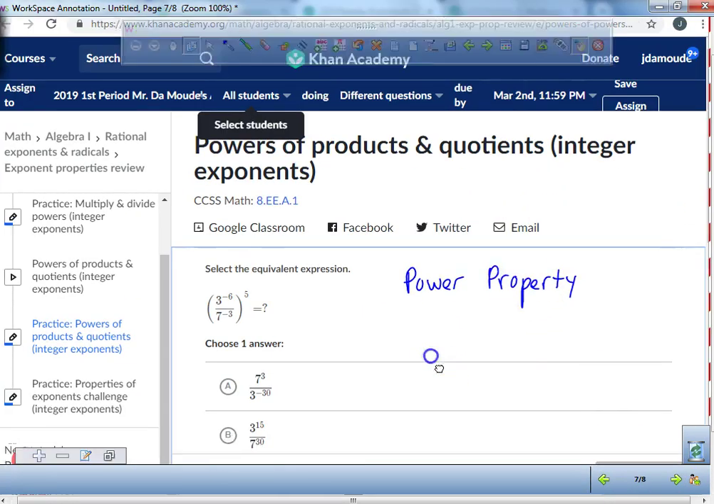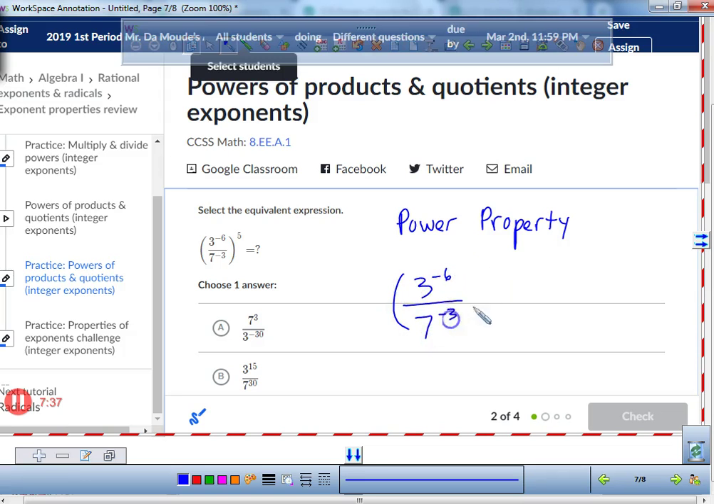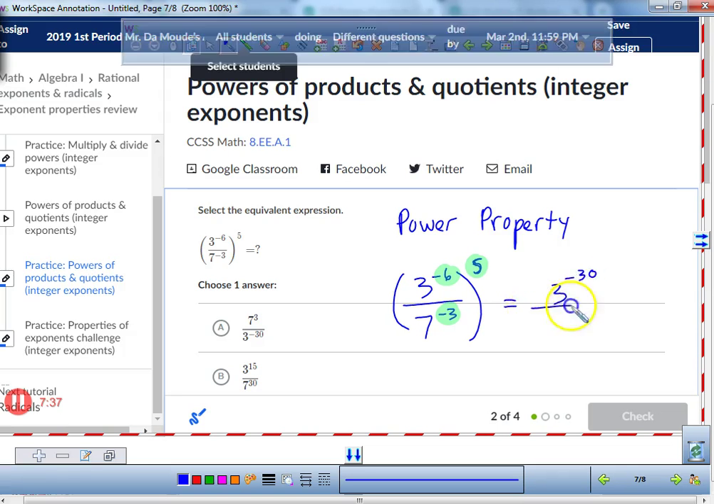Alright. So right here we're doing the power property, which means I'm allowed to take these powers right here and multiply. So I'm going to rewrite it a little bigger. Okay? 3 to the power of negative 6 over 7 to the power of negative 3, all to the power of 5. I'm allowed to take this power and multiply it to this power and multiply it to this power. So this gives me 3 to the power of negative 30 over 7 to the power of negative 15. Because 5 times negative 6 is negative 30. And 5 times negative 3 is negative 15.